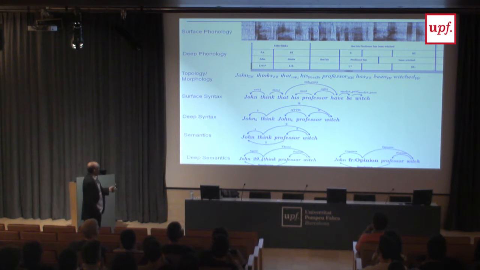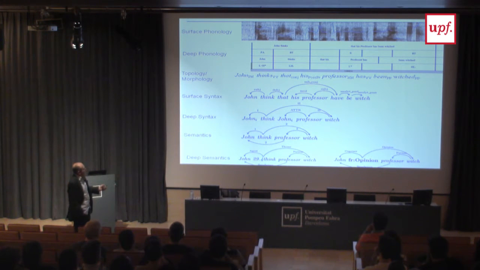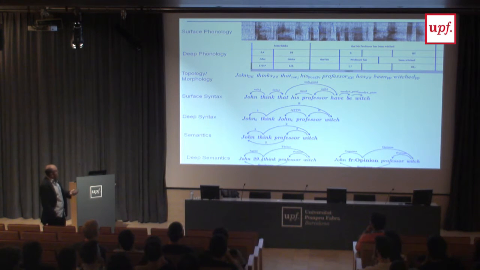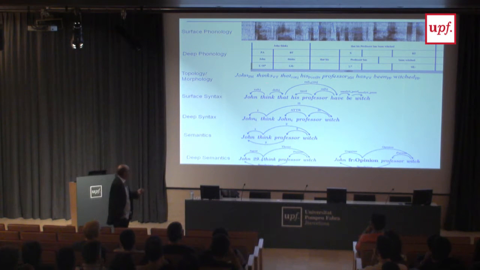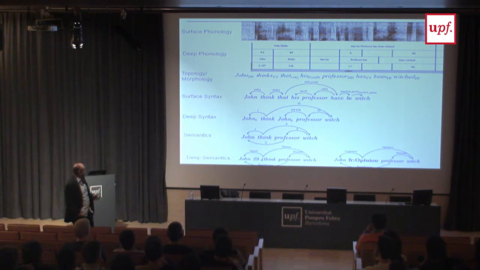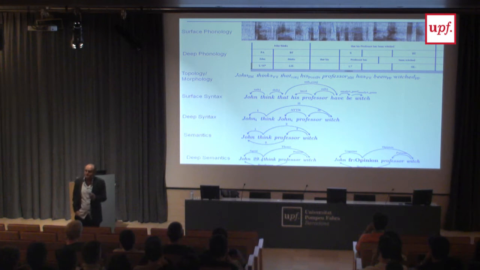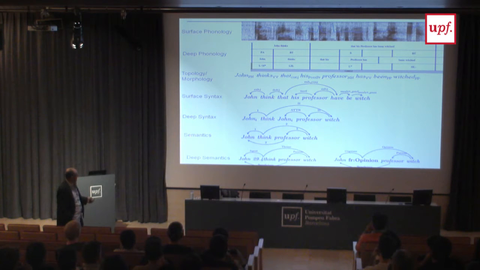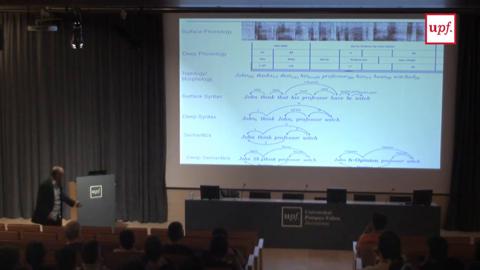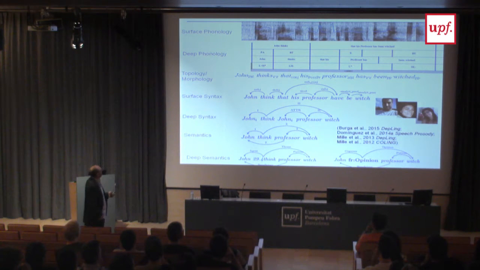So you see that here we get some tags which identify John as a proper noun, think as an inflected verb, et cetera. Then we have surface syntax, which is a surface-oriented syntactic structure. And we know these labels, subject, direct object, et cetera, from school, a long time ago. So we learned about subject, object, and here we recycle those notions. At the deep syntactic level, we have a more abstract representation, but it's still syntactic. And here we go down towards semantics and deep semantics. And below, that's the ontological representation of a sentence.